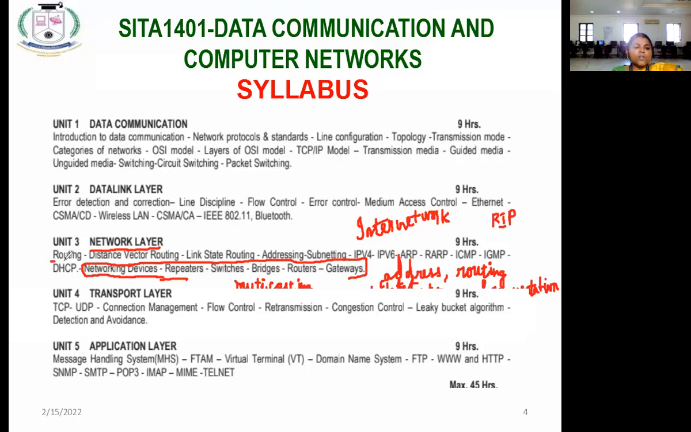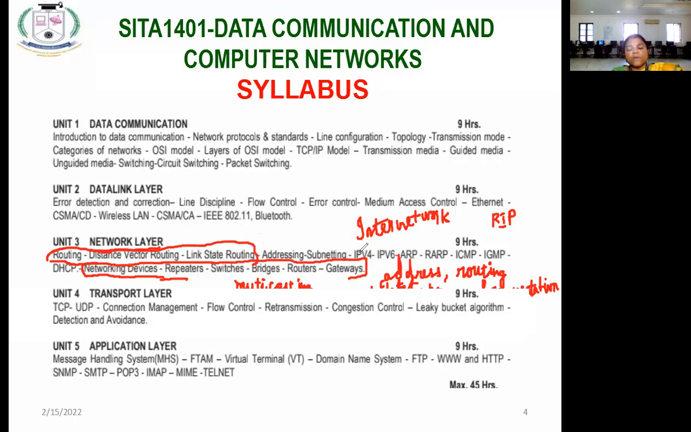Then we have the two different algorithms. Even though you have so many different algorithms, in your syllabus only two are given. These two are the most popular among the available routing algorithms, so those two algorithms we will discuss in detail. That is distance vector routing and link state routing algorithms.